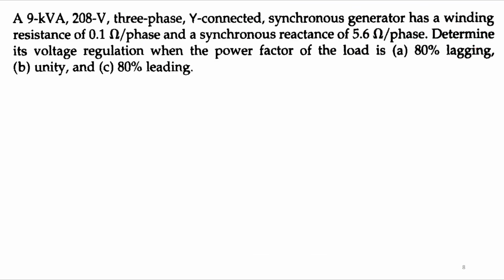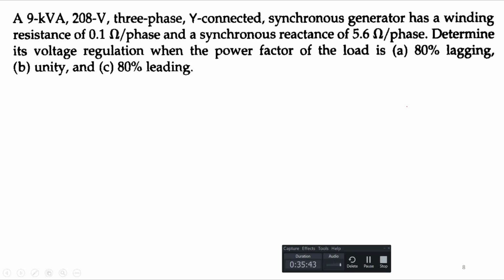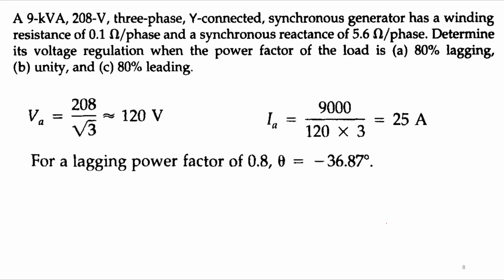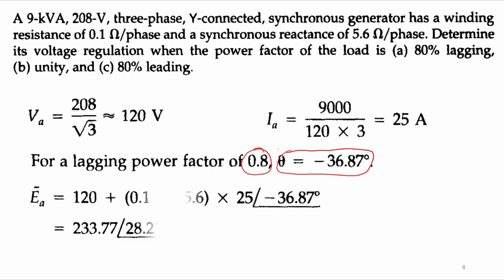Now this is a problem, a very easy problem. Can you do this? So now you can see the answers. First you need to find the phase voltage, because the parameters are given as per phase quantities, right? And IA we need to find from the kVA rating of the generator. It is 25 ampere. Then let us find for the lagging power factor. For the lagging power factor of 0.8, the phase angle will be minus 36.87.